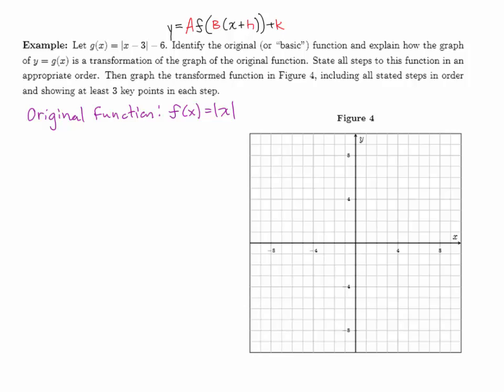And as we can see, for this function, we have a value of h that's negative 3, as we're subtracting 3 from x. So the first thing we'll do, we identify that h is negative 3, and this will cause the graph to shift right 3 units. After that, we see that 6 is being subtracted from that absolute value portion of the function, and so our value here of k is negative 6, and that will cause the graph to shift down 6 units.